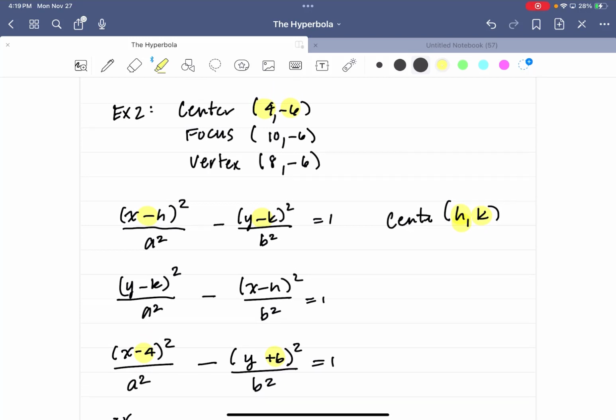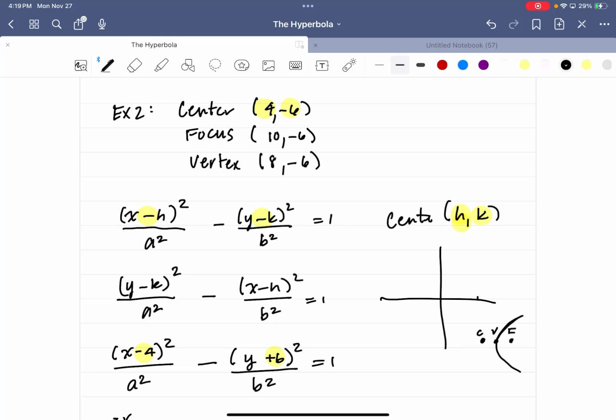So let's just draw a quick sketch. It's always the best thing to do. It doesn't have to be perfect or formal, just see what we got here. We've got (4, -6) as our center. A focus is at (10, -6), so it's going to be over here somewhere. So that's the center, and that's the focus. And we have a vertex at (8, -6), so our vertex is right here. Remember, it's going to wrap around like this.